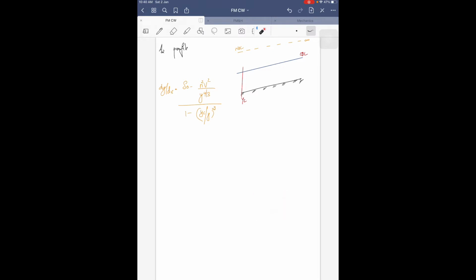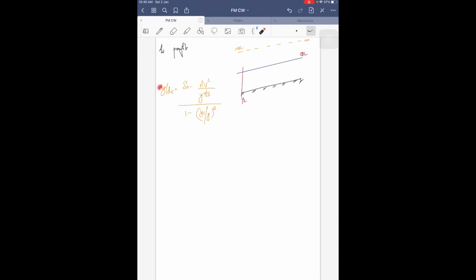And similar to horizontal channels, the NDL line will be at infinity, or the NDL line will be imaginary. The CDL line will be present, but the normal depth line will be imaginary or at infinity. You can consider that it is imaginary.